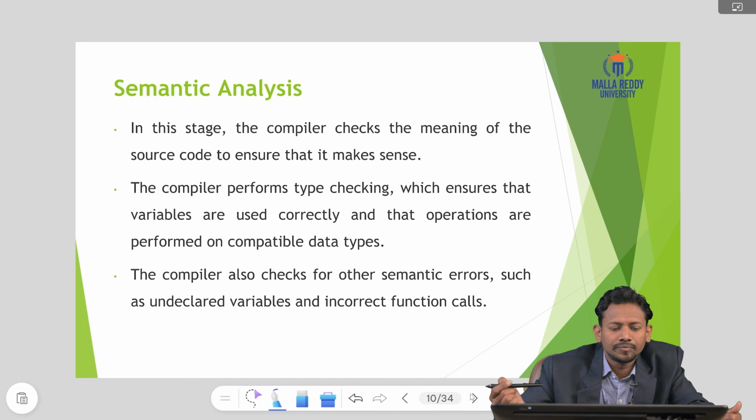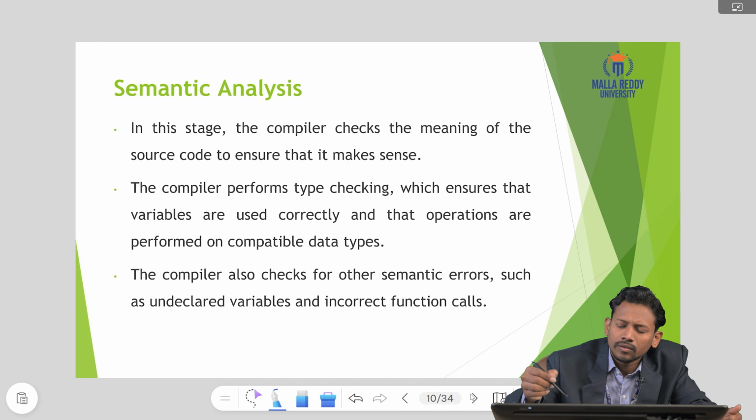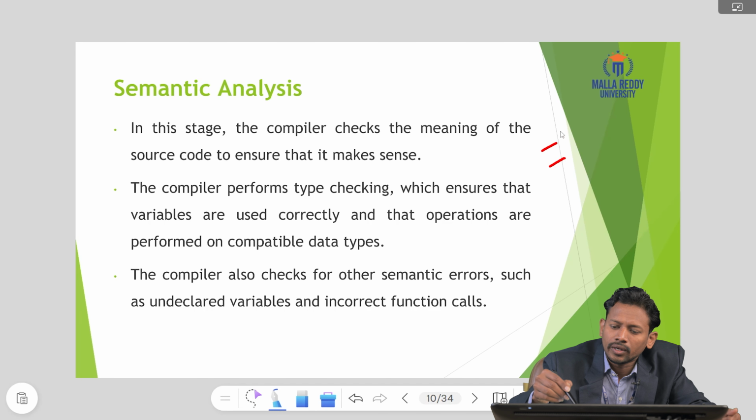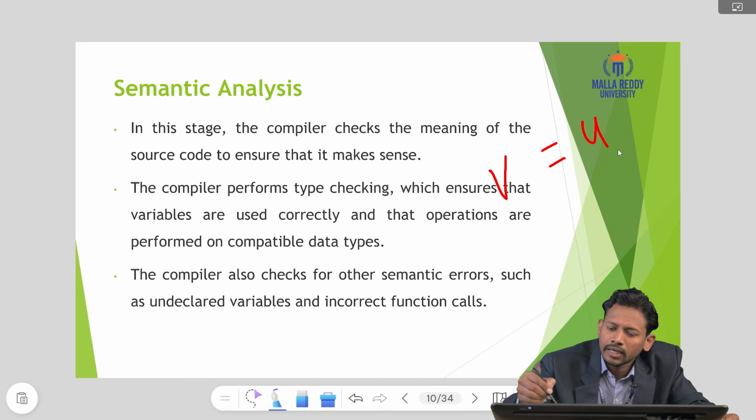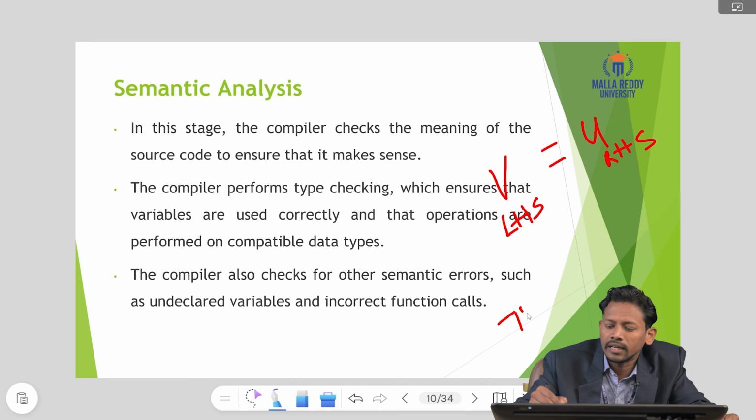Semantic analysis. In this phase, it checks the meaning of the source code to ensure that it makes sense. That means whether the instruction is following the type equivalence rules or not. For example, let us take the assignment operator, suppose v = u. When you are performing the assignment operation, the right hand side type should be equivalent to the left hand side type. This is known as type equivalence.